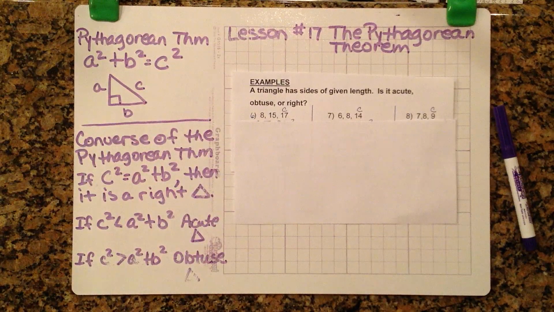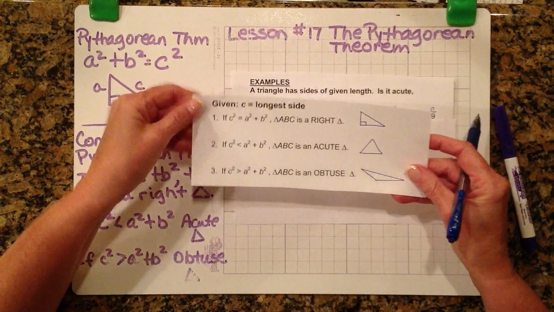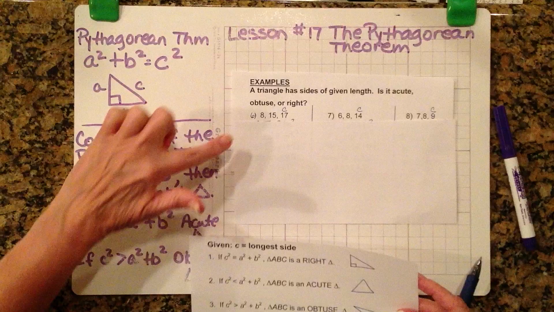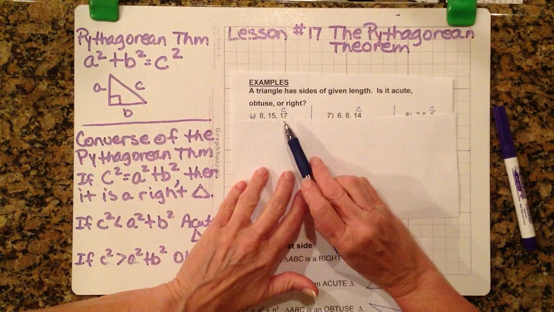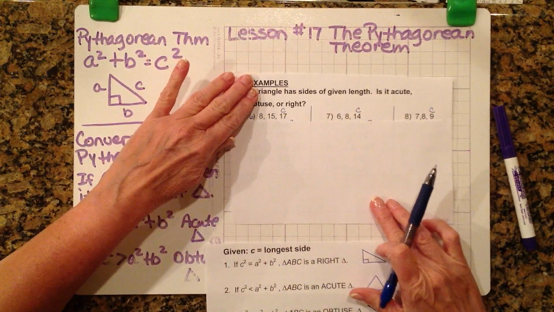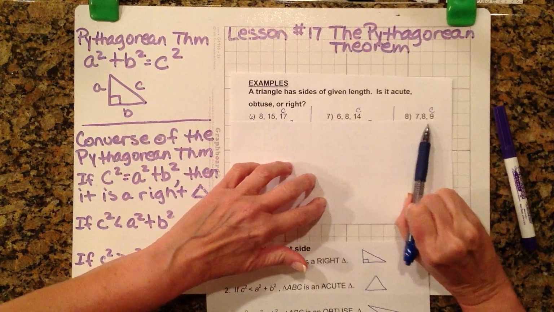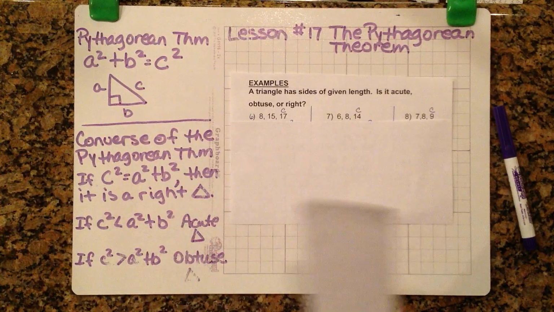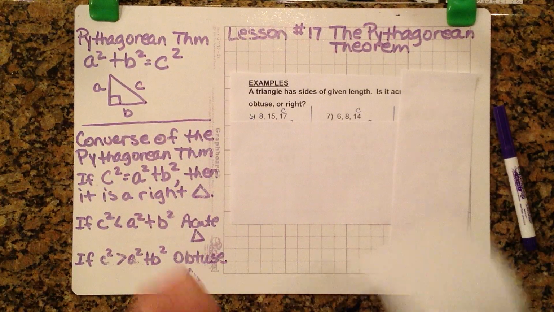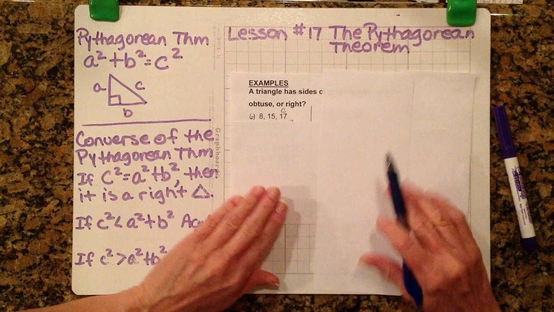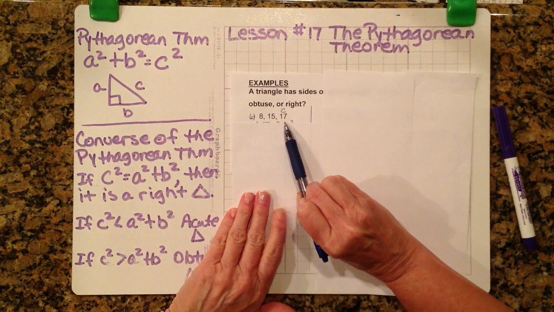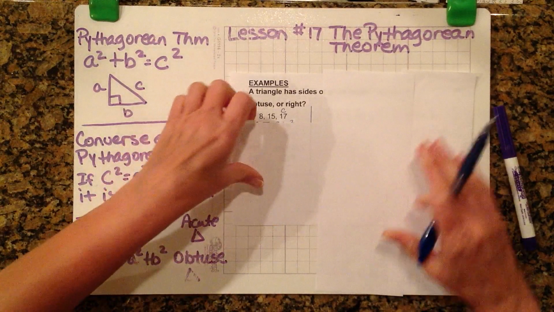Okay, if you remember back on our diagram that we did earlier, we said C is the longest side. So whatever is my largest numerical value, you see here I put a C there, I put a C here, and I put a C there, because that's the largest numerical value. That's going to represent the longest side. Okay, so what I want to do is take the first one, example number 6, and I have 8, 15, and 17.